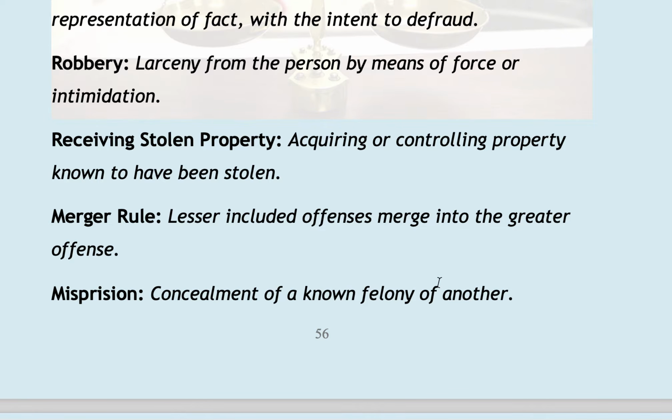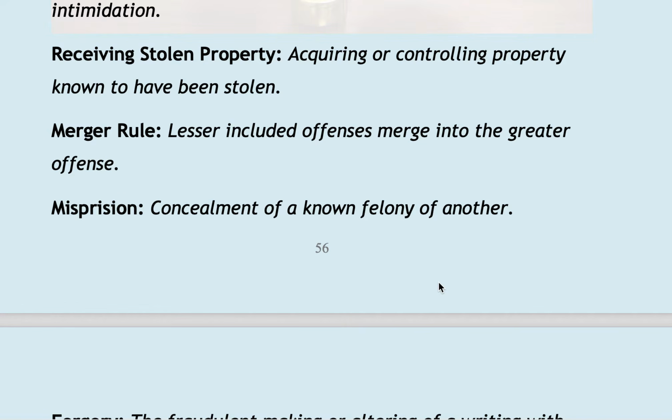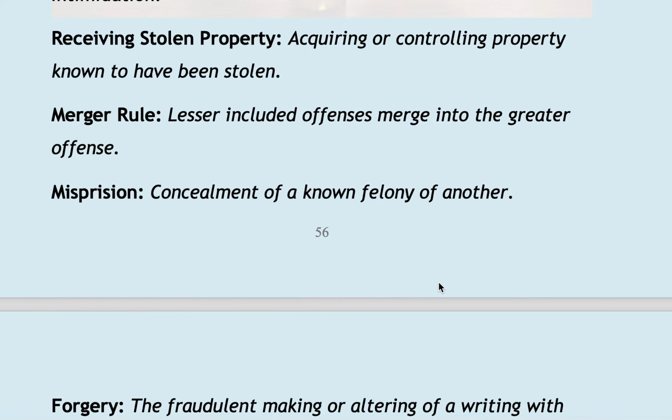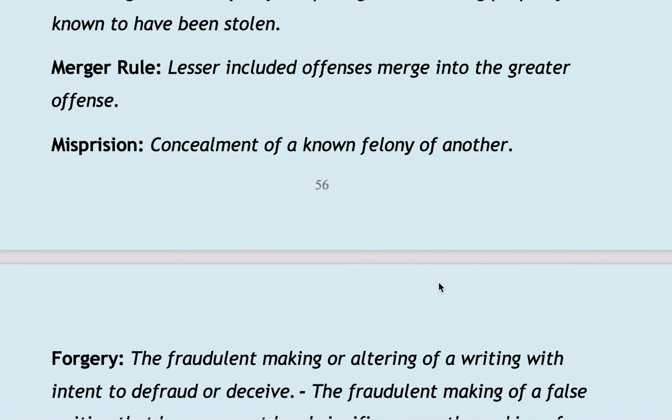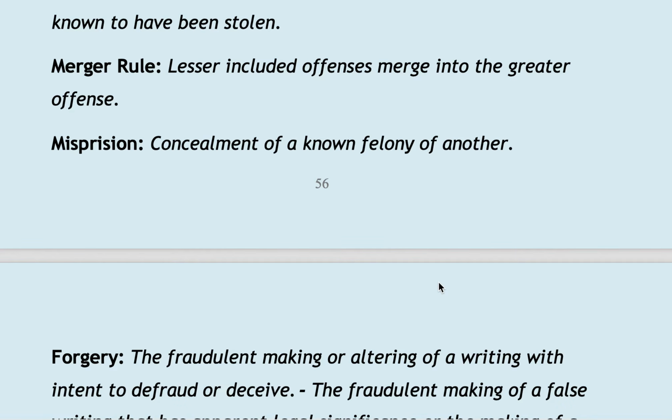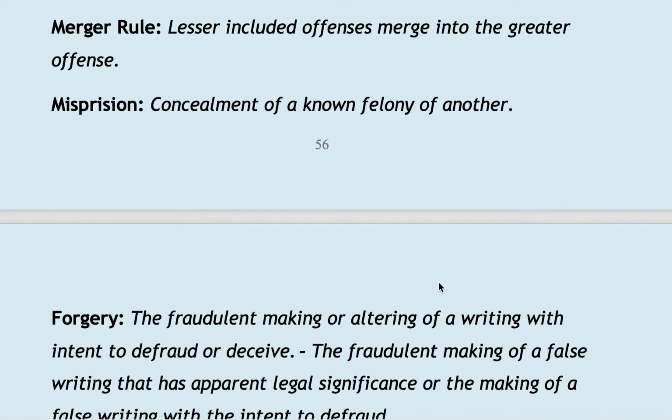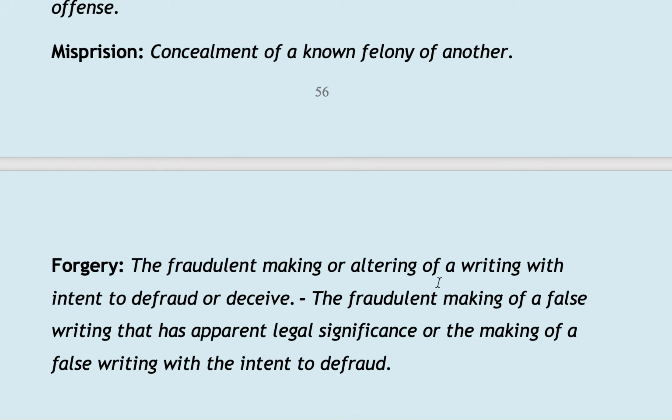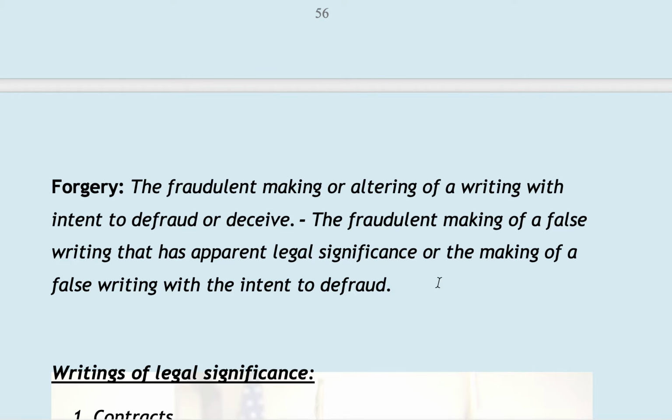Robbery: larceny from the person by means of force or intimidation. Receiving stolen property: acquiring or controlling property known to have been stolen. Merger rule: lesser included offenses merge into the greater offense. Remember with inchoate crimes that conspiracy doesn't merge. Misprision: concealment of a known felony of another.